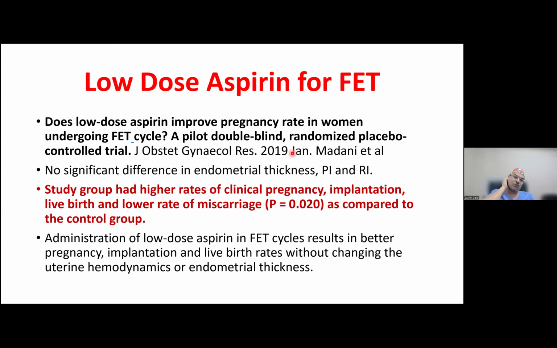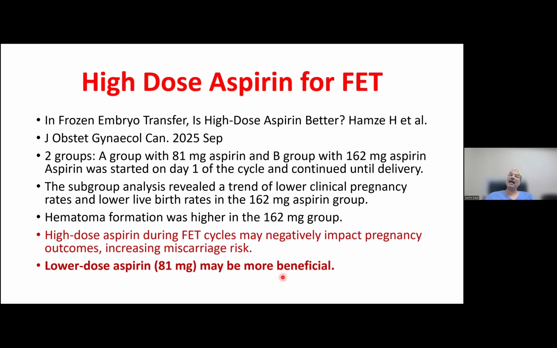So there are two nice papers which I found: low dose aspirin versus high dose aspirin. Low dose aspirin, this paper said that administration of low dose aspirin in FET cycles results in better pregnancy, implantation, and live birth rates without changing the uterine hemodynamics or endometrial thickness. So, a simple 5 rupee tablet, if it can improve your pregnancy rates, why not?